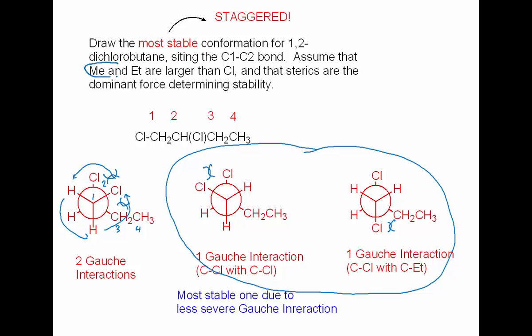We need this statement here to finish the problem. Methyl and ethyl are larger than chlorine. This is a chlorine-chlorine gauche interaction. It's not as severe as this one, which is a chlorine-ethyl. Remember, ethyl is larger than chlorine. So this is going to be the more severe gauche interaction. Because of that being more severe, that's going to mean that this conformation in the middle is going to be the one that we select as being the most stable conformation. Fewer gauche interactions, and the gauche interactions that you do have are less severe.